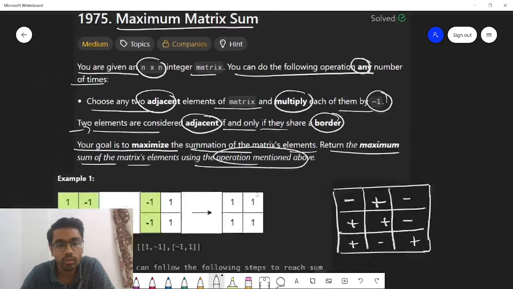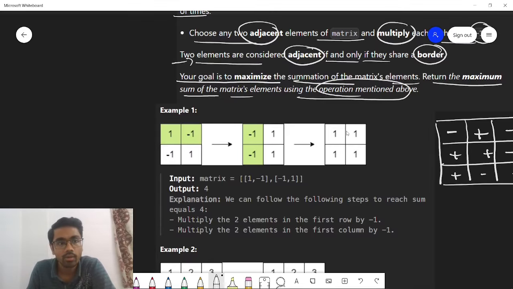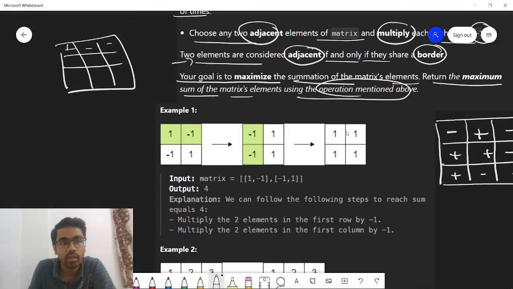So what the question is saying is that you are given an n cross n matrix. There might be some values positive, some values negative, and in one operation you need to choose two elements and multiply each of them by -1, and by doing this operation you need to return the maximum sum that you can get.